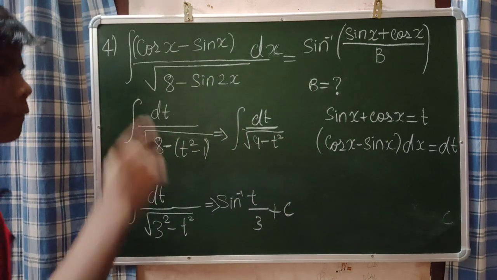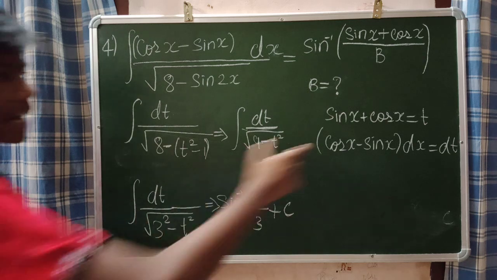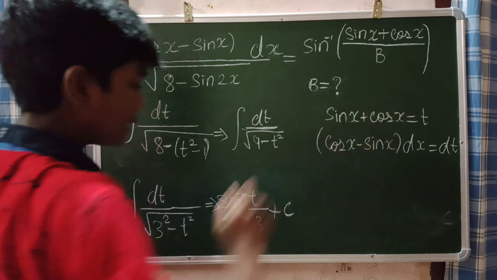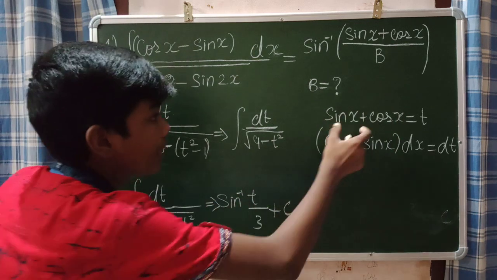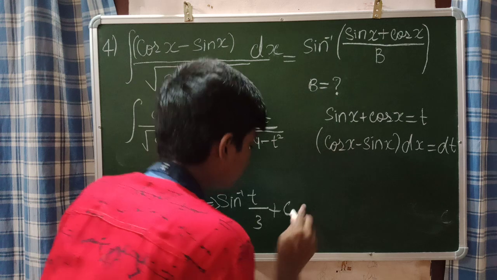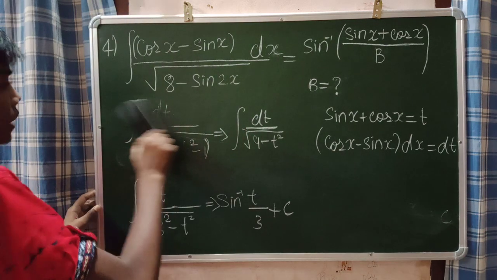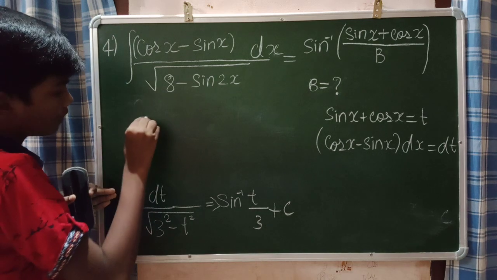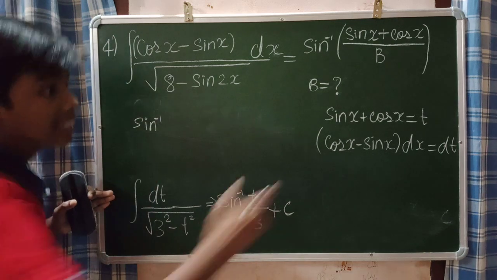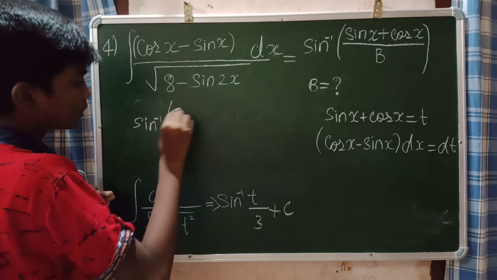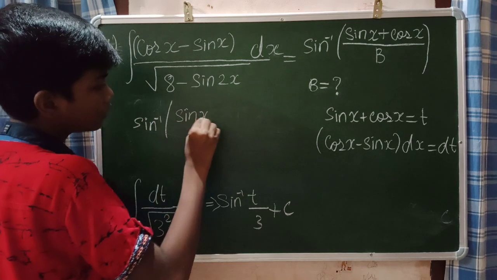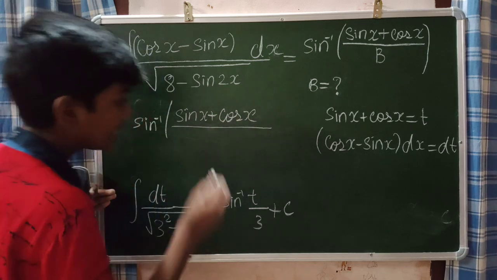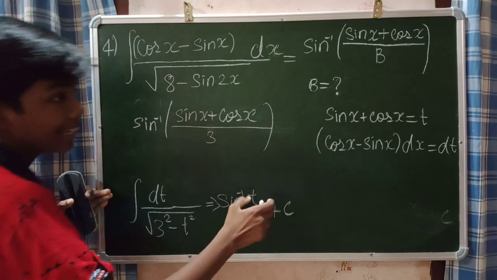Now what did we take for t? We took sin x plus cos x as some t. So this t can take the value of sin x plus cos x. So I will write this above, guys. I can write this as sin inverse of t. So what is t? That is sin x plus cos x, then divided by 3. That's what I did, because we took t as sin x plus cos x.